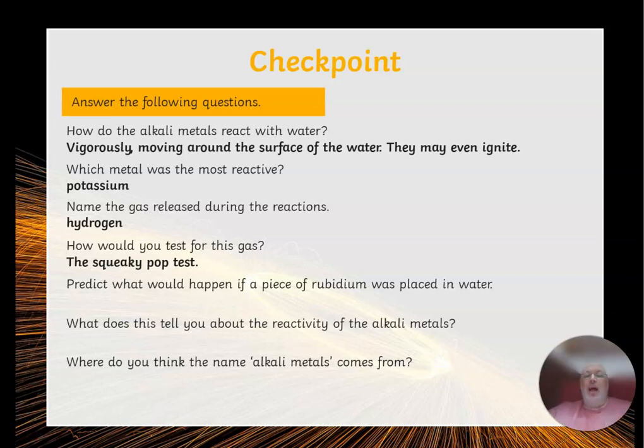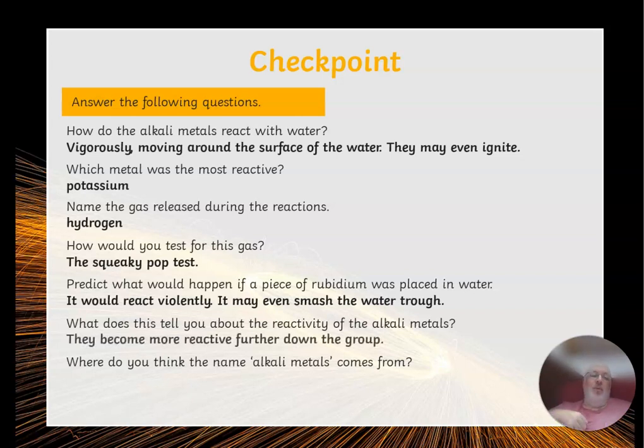Now, what do we think will happen when rubidium is placed in water? Well, rubidium is the next one down in group 1. What we should be seeing as we're going down group 1 is that reactivity is getting greater. And so if we add rubidium, we would get a violent reaction. There would probably be enough energy to smash the trough. Not only would it burst into flames like the potassium did, but it would be a big boom and the glass trough could well be broken. What this tells us, as we've already alluded to, is that as we move down group 1, the reactivity gets greater.